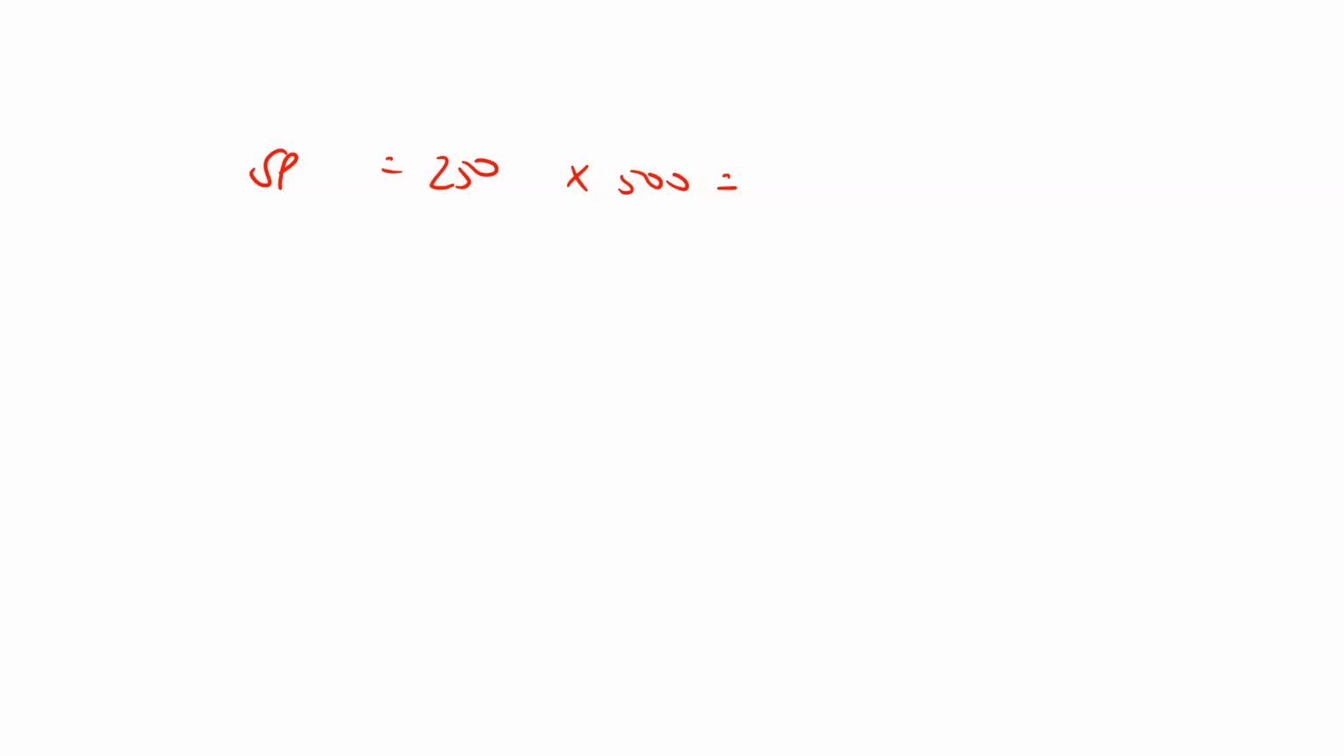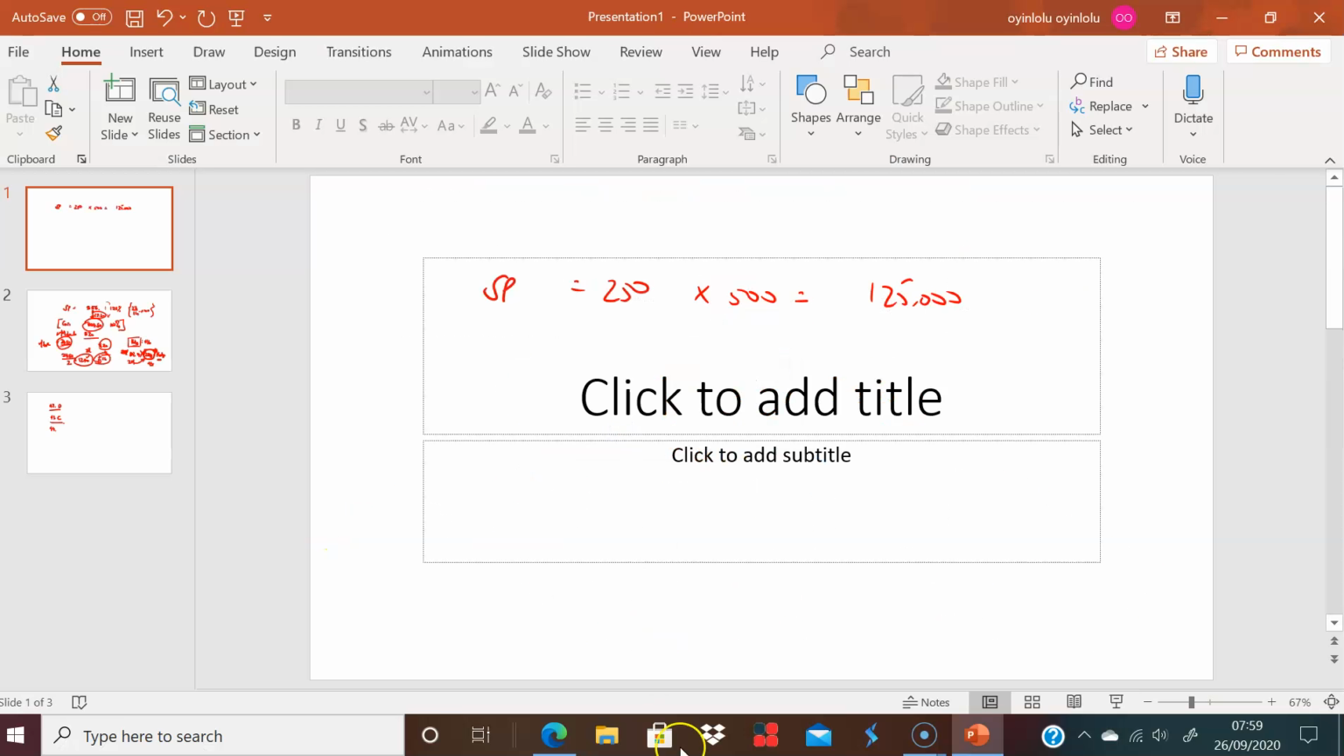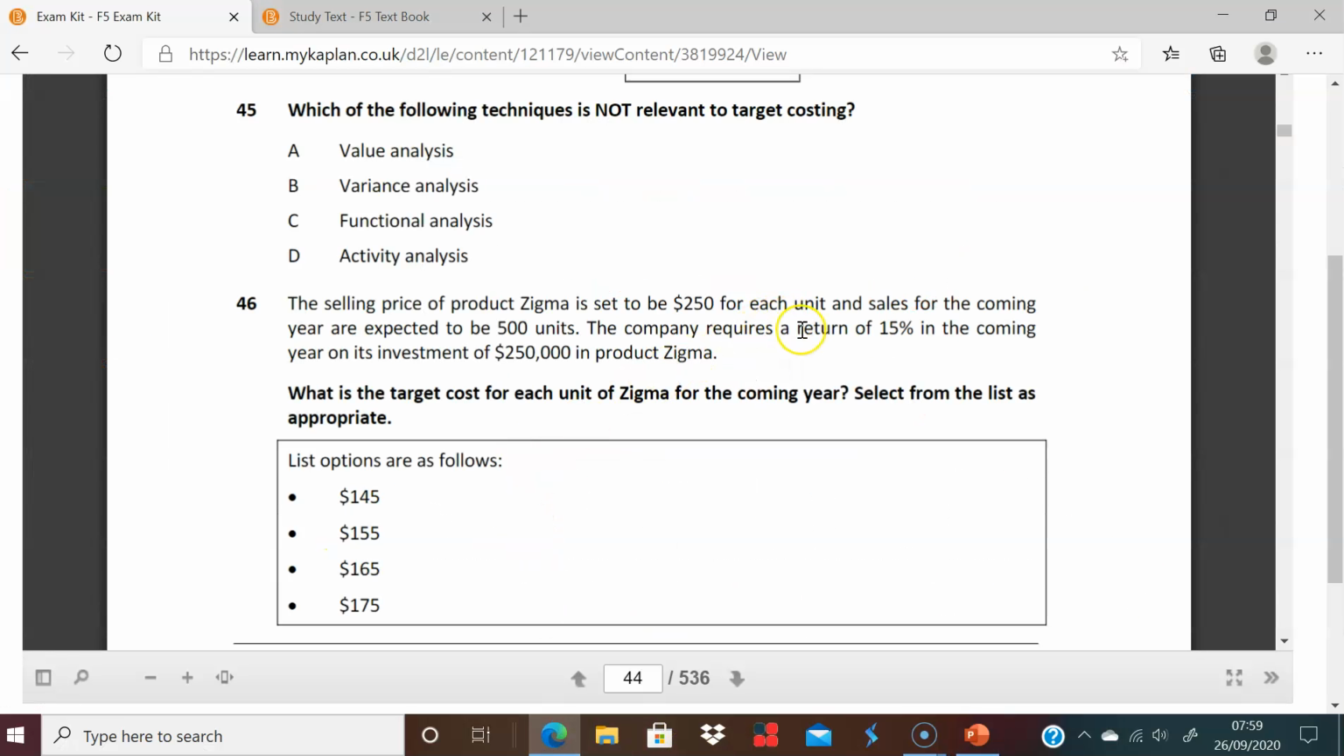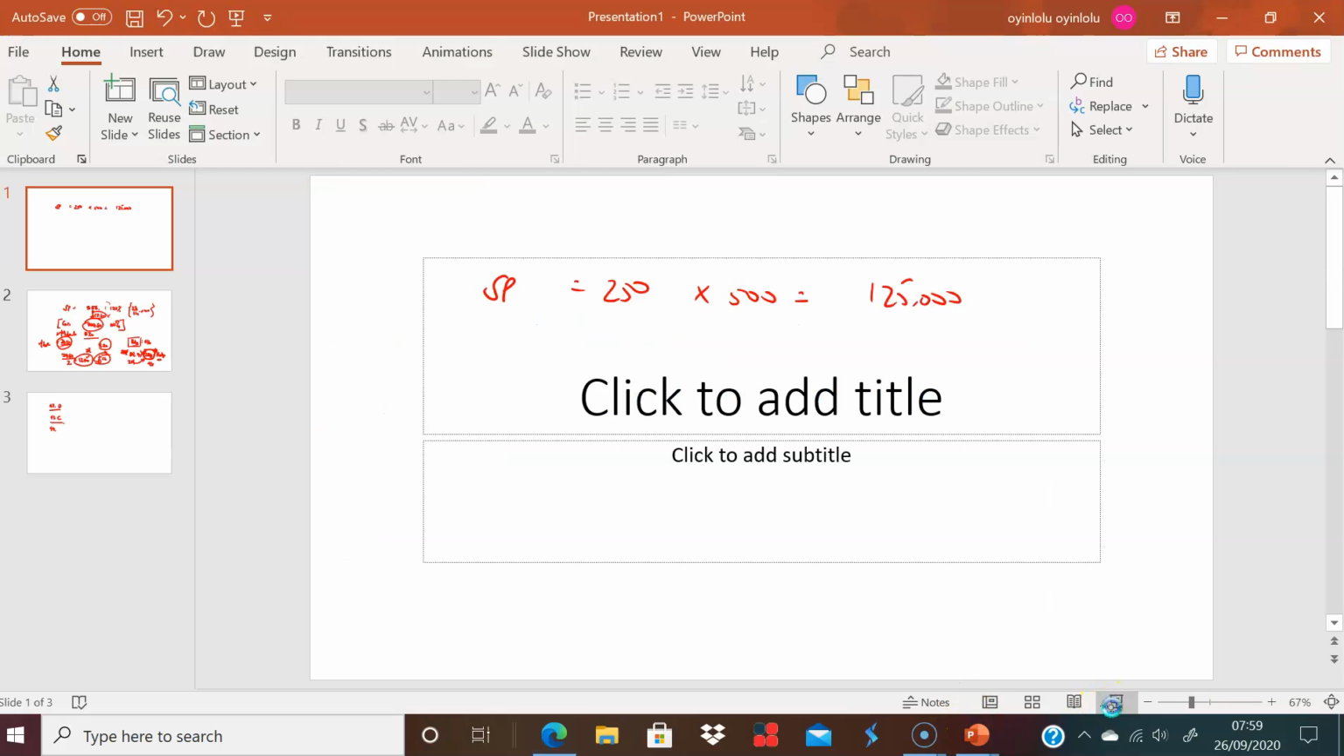Have I got that right? 250 times 500 units, yes, it's £125,000. And it says that what we're hoping to see is that the company requires a return of 15% on the investment of 250,000. So this is just return on capital employed, if you like. So that's 15% of 250,000.